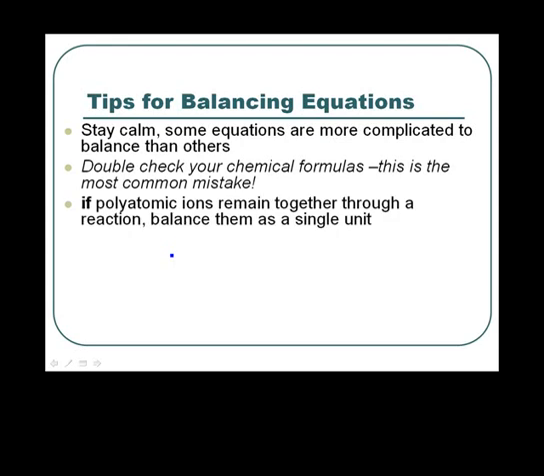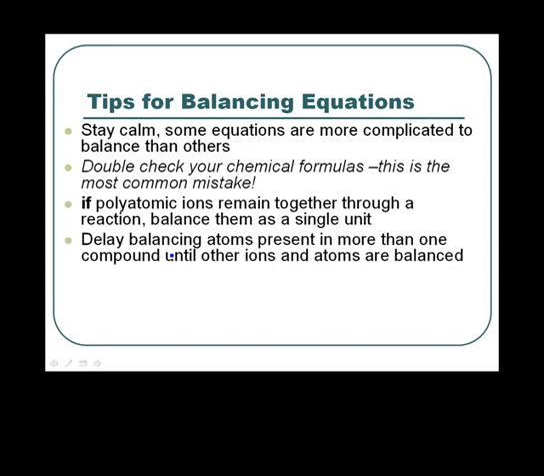So, if polyatomic ions remain together through a reaction, balance them as a single unit. We did that with the sulfate ion. It just makes life easier. The other thing we're going to do is delay balancing atoms present in more than one compound until all the other stuff is balanced first. So, for example, especially when we're working with combustion reactions, in a combustion reaction, we often end up with water and carbon dioxide. Because there's oxygens in both compounds, we're going to balance the oxygen last. It just makes it easier to do.